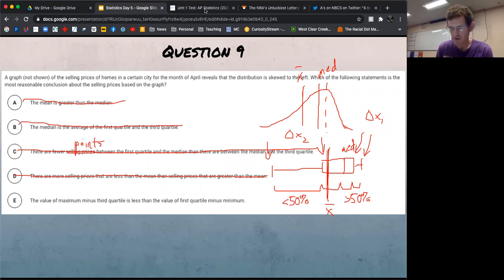So I just want to make sure it's clear. This difference right here is much bigger than this difference right here. So if you read that, that's what that's saying in E. The value of the maximum minus the third is less than the value of the first minus the minimum. Yes, that's true.